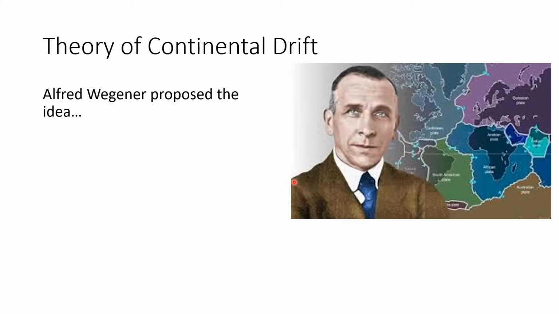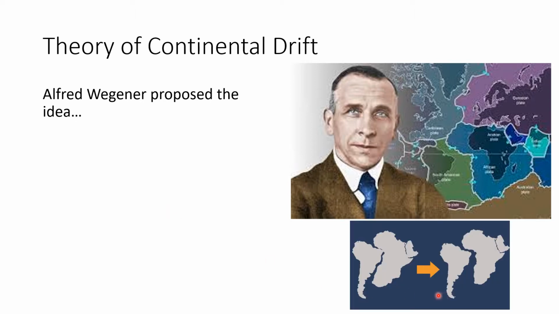So the theory of continental drift was proposed by this guy named Alfred Wegener, and he, looking at maps, was struck by how incredibly closely it looked like the coasts of South America and Africa fit together. He thought they looked like puzzle pieces, and so he thought, what if the continents used to be joined together into a bigger landmass and then for some reason, some way, somehow broke apart and drifted away from each other? And so he called this idea continental drift.